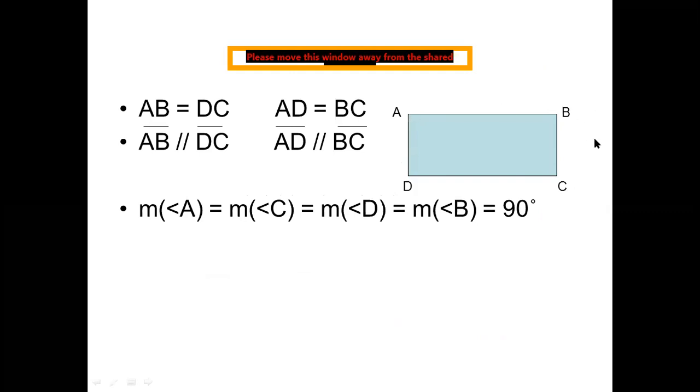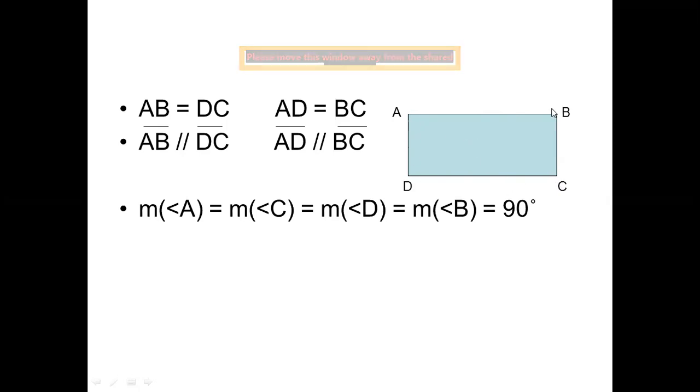For example, this rectangle ABCD, opposite sides are equal in length. AB equals DC, and AD equals BC, and opposite sides are also parallel. AB parallel to DC, and AD parallel to BC. The opposite sides never intersect. And here the four angles are equal in measure. Measure angle A equals measure angle B equals measure angle C equals measure angle D. All of them are equal in measure, and the measure of each of them is 90 because all of them are right angles.